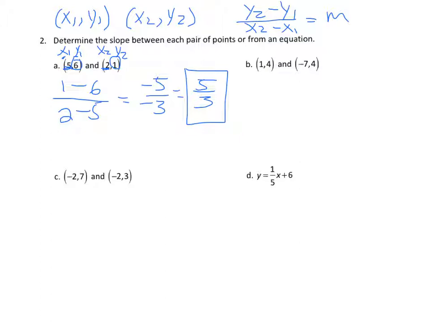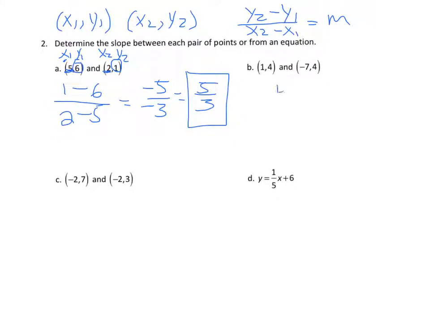In the next example, why don't you pause the video and try it on your own. In this next example, you should have started with the second y, 4, minus the first y, 4, and then the second x, negative 7, minus the first x, and we get 0 over negative 8. And 0 divided by anything is 0, so this equals a slope of 0. This would be a horizontal line.